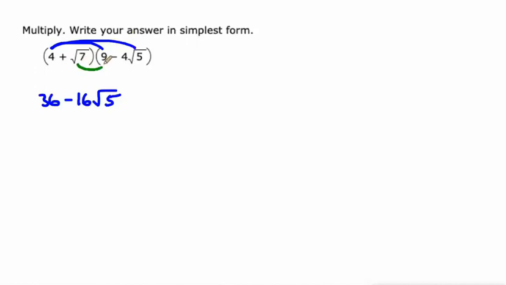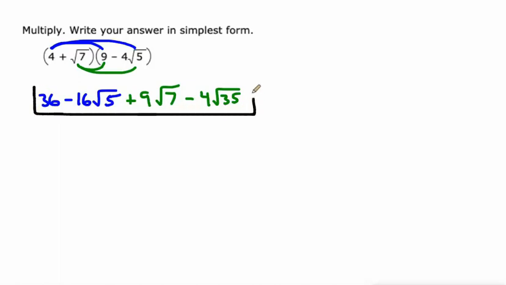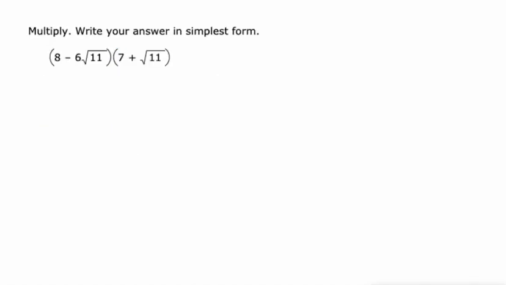Now we'll distribute the square root of 7 through that second binomial. Square root of 7 times 9 is 9 times the square root of 7. And square root of 7 times negative 4 times the square root of 5 is negative 4 times the square root of 35. 7 times 5 is 35, since they're both in the square root sign. There's no like terms there that can be combined because they all have different radicals with them. Not going to be the case on this one.